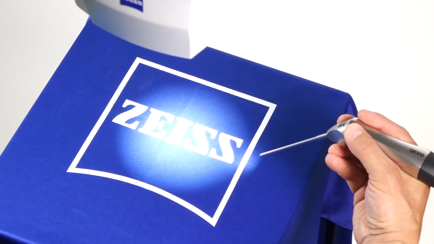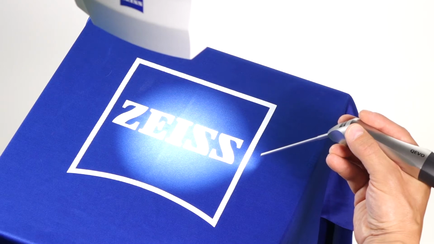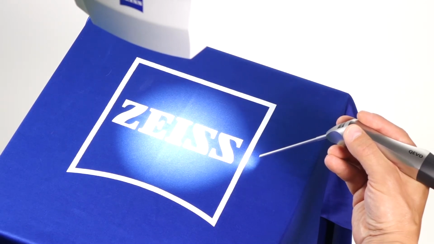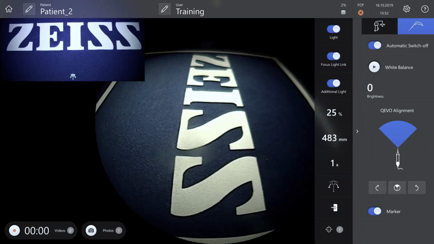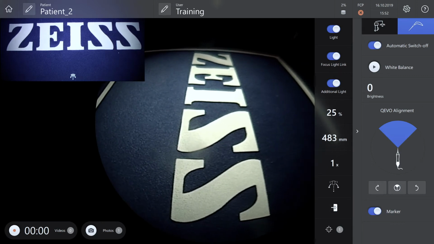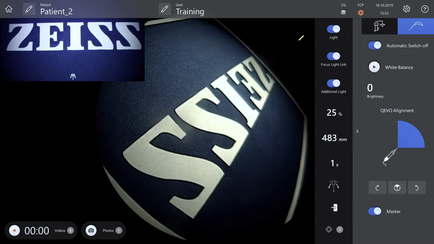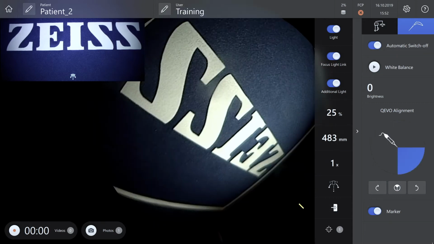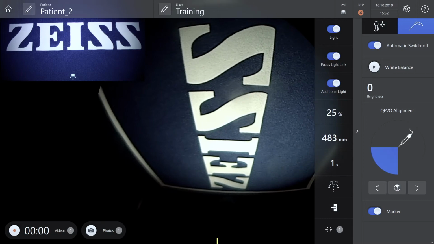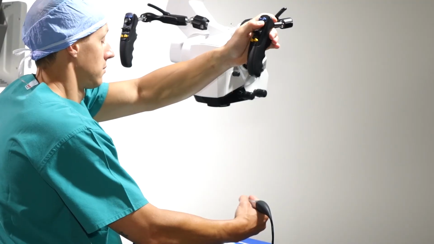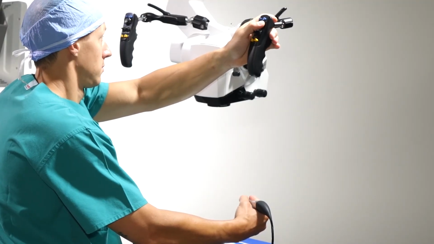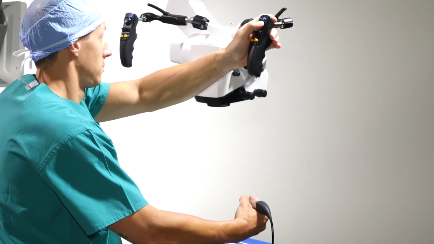In a clinical use case, the surgeon may hold ZEISS QEVO in his right hand to look at the left side of the surgical field. As you can see, the orientation of ZEISS QEVO view is now different. We can align the two views using the joystick of the right hand grip or by directly operating from the screen. You will observe that while adjusting the orientation, the hands of the surgeon are crossed in an uncomfortable manner.